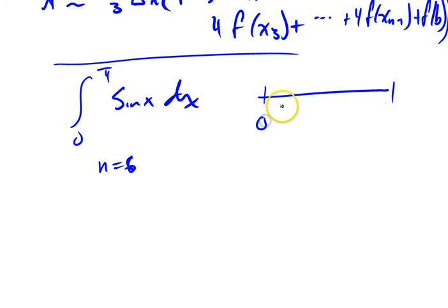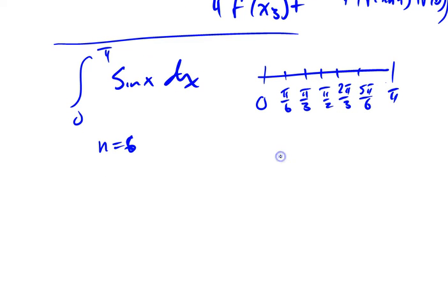So again, I'm going to have 0. I'm going to have pi over 6. I'm going to have pi over 3. I'm going to have pi over 2. I'm going to have 2 pi over 3. I'm going to have 5 pi over 6, and then pi for my 6 cutoffs there for dividing that interval up.